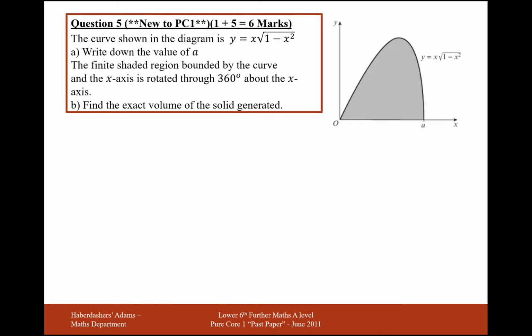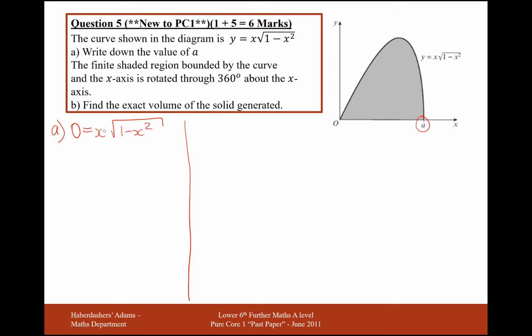We're looking at question 5 here. The curve shown in the diagram is y equals x square root of 1 minus x squared. Write down the value of a. Now a is a solution on the x-axis, and when we're finding solutions on the x-axis we set the y component equal to 0. So we're going to start off with the equation 0, replacing this y here, equals x times the square root of 1 minus x squared.